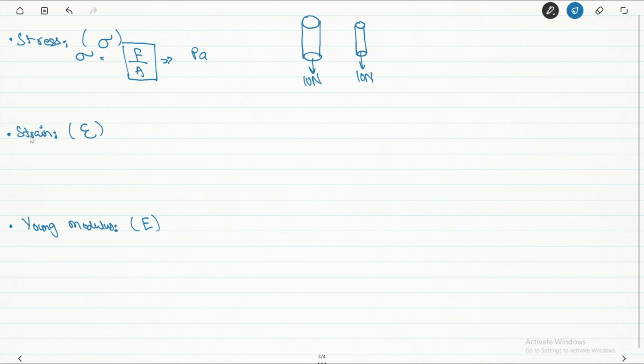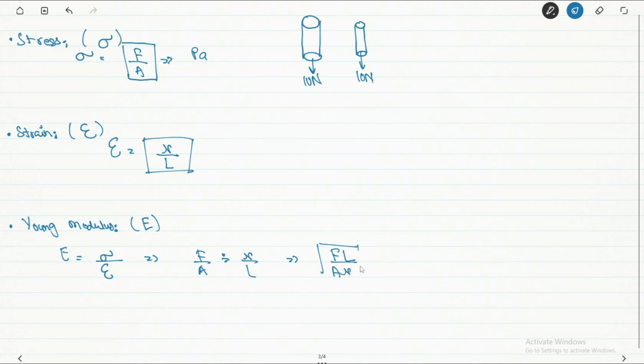Now epsilon, strain denoted by epsilon, is the extension divided by length, right? So it's a ratio of how much the object is extended with the force. Both of these things come down to the Young modulus, denoted by E, of a material, which is stress over strain, or F over A divided by X over L, and this becomes F times L divided by A times X. So this is the final formula of Young modulus.